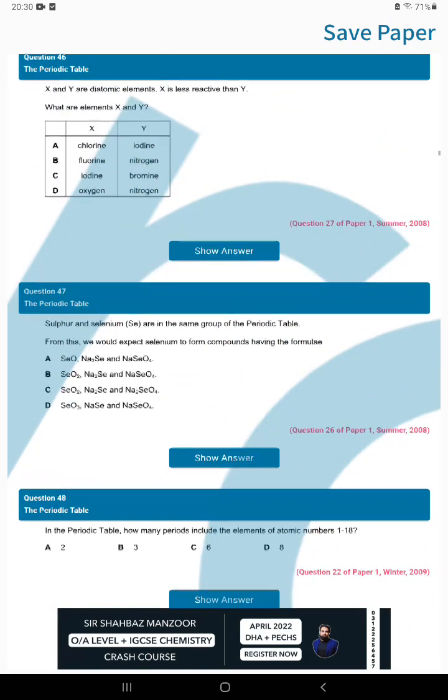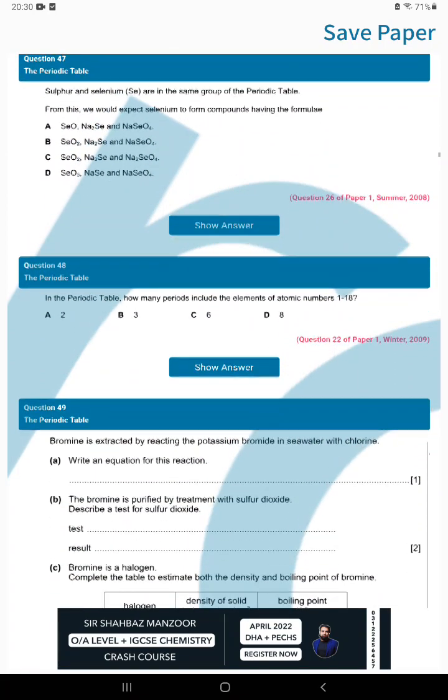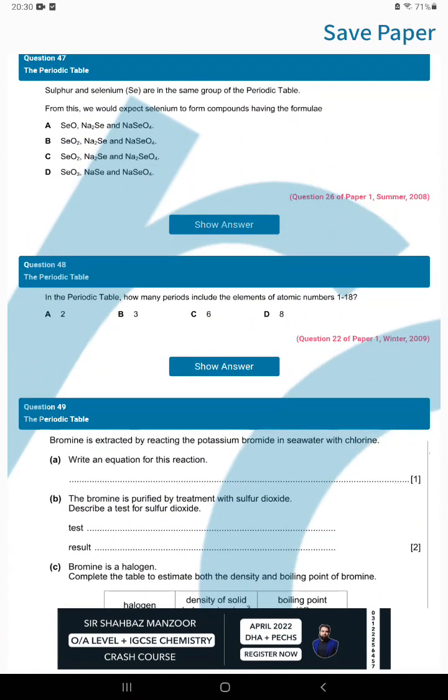X and Y are diatomic elements. X is less reactive than Y. Which elements are X and Y? Chlorine and iodine, fluorine and nitrogen, iodine and bromine, oxygen and nitrogen. C. Iodine and bromine.